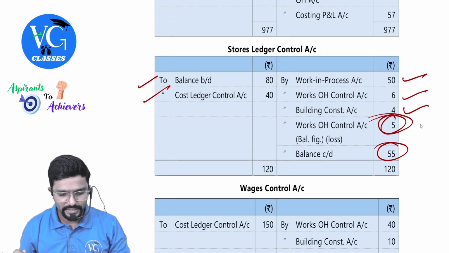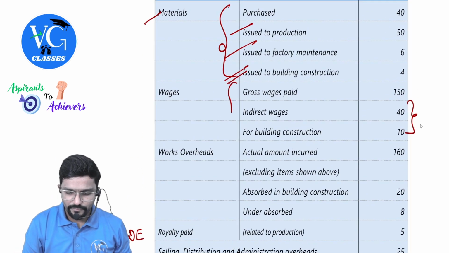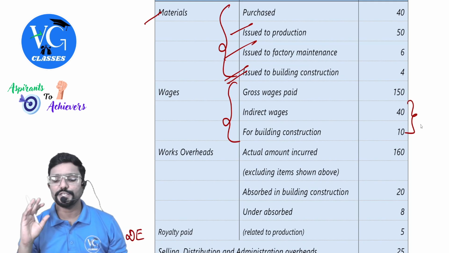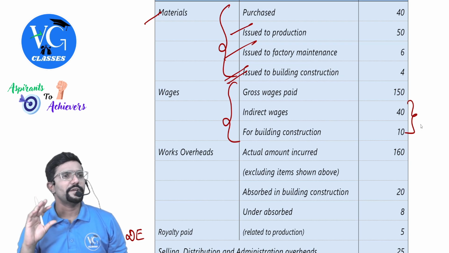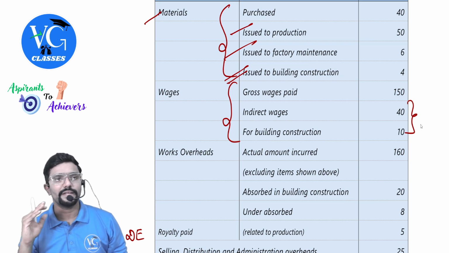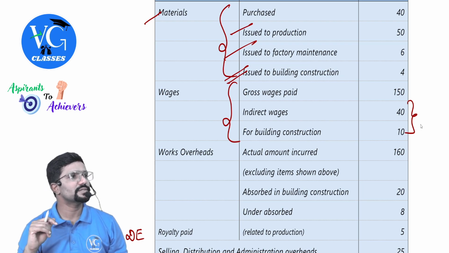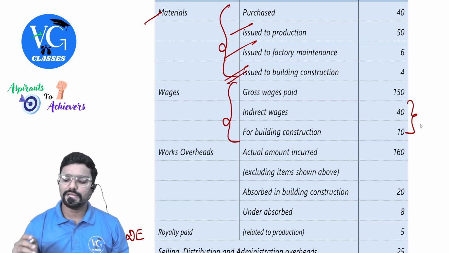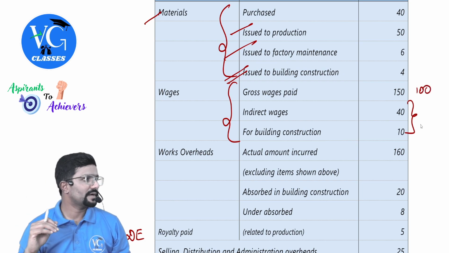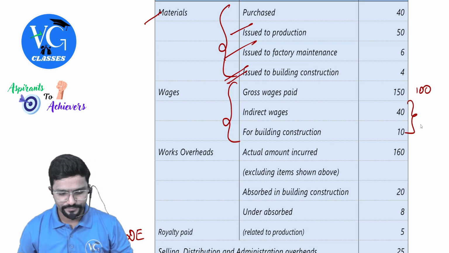Now let us move to the next part. Next set of transactions: wages. Gross wages paid 150. What is the entry? Wages control to cost ledger. Then indirect wages 40. Where do you issue it to? Work overhead to wages control. For building construction 10, what is the entry? Building construction to wages control. Remaining will go where, guys? To WIP control. Assume the remaining balancing figure is 100. Assume it to be for production. So what is the entry? WIP control to wages control.